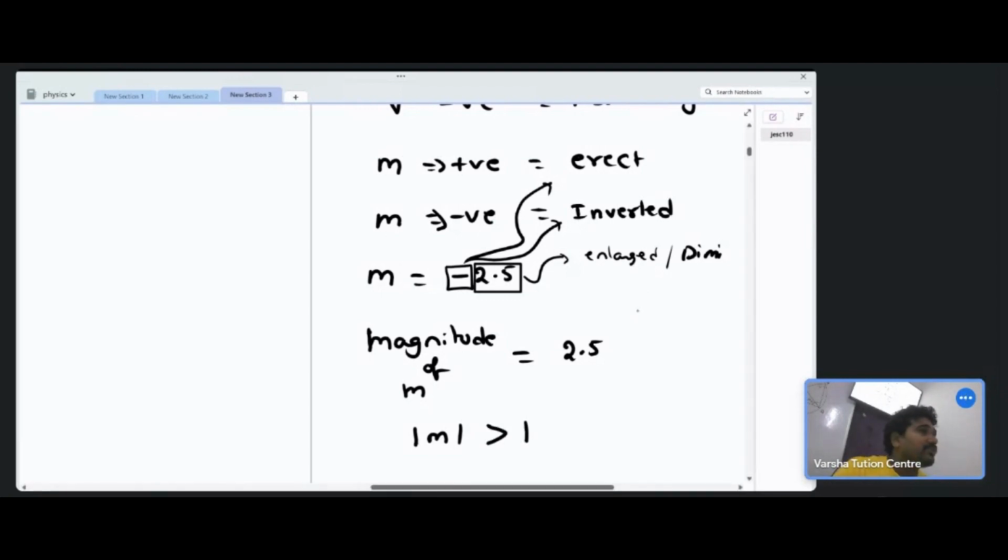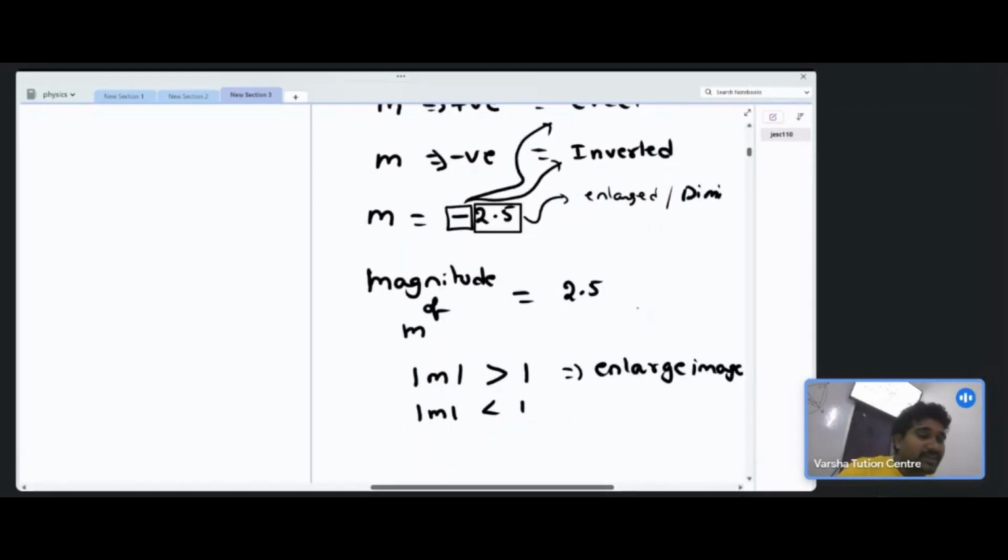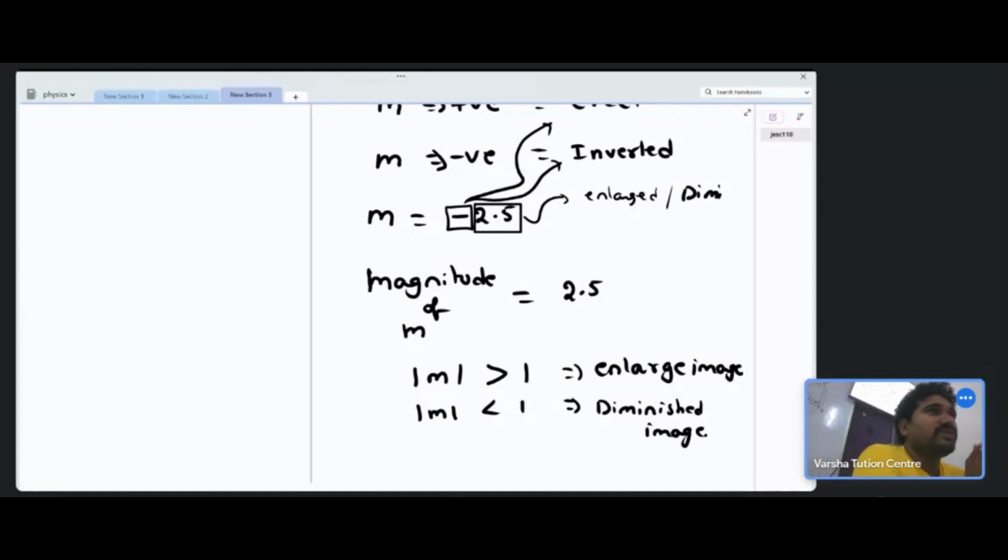If the magnitude of M is greater than 1, it indicates an enlarged image. If the magnitude of M is less than 1, it indicates a diminished image. Is that clear? So when enlarged and when diminished, we all well know. Clear now? Yes or no?